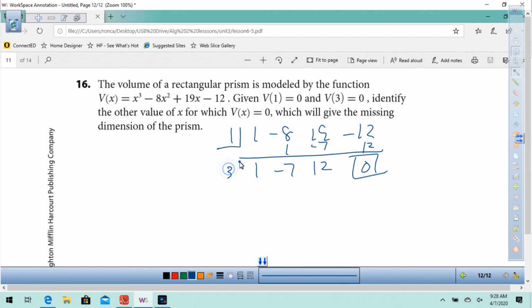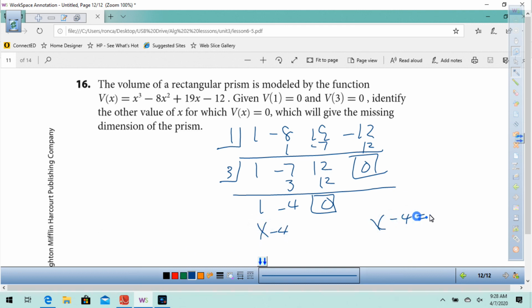Let's put a 3 in there. What do we got? 1, that's 3, that's -4, that's 12, that's 0. Okay, this is x minus 4. Well, if you set x minus 4 equal to 0, that means x equals 4. So V of 4 equals 0.